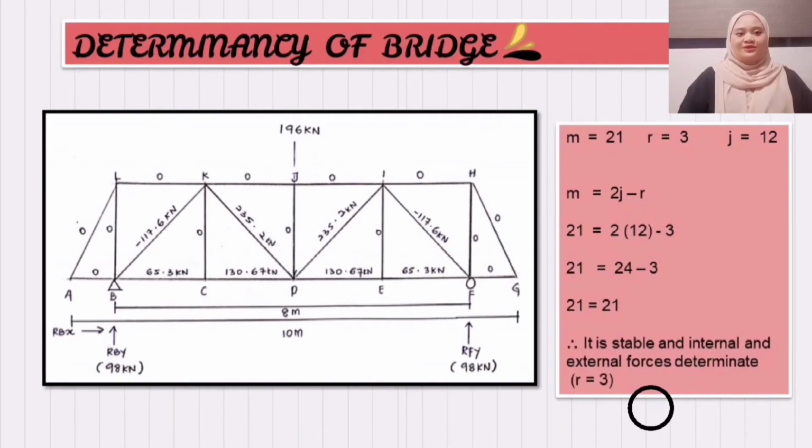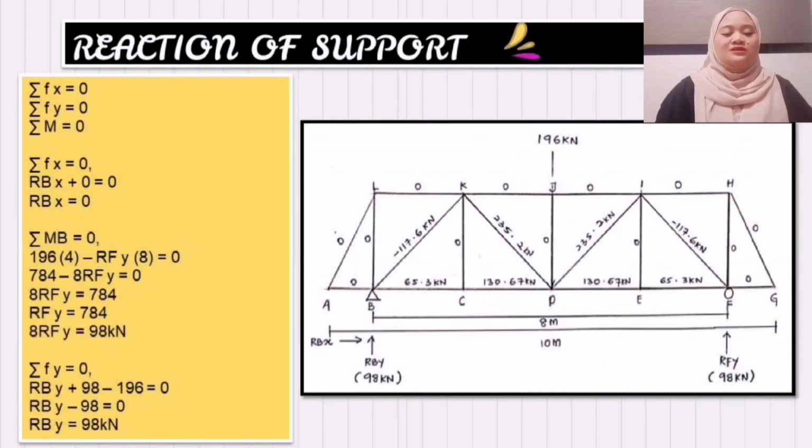R equals 3. For the reactions of the support, we use sum Fx to get the direction of RBx equal to 0 kN. We use sum moment at B to get the reaction at F, so we got RFy is 98 kN. After that, we use sum Fy to get RBy is 98 kN.